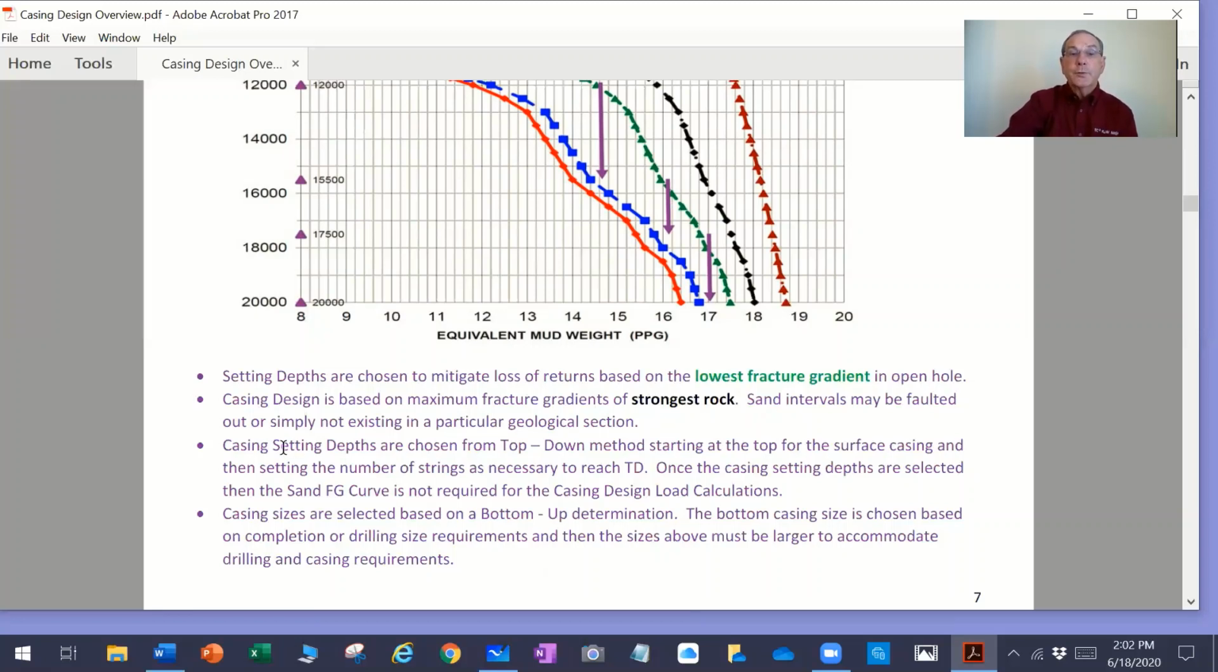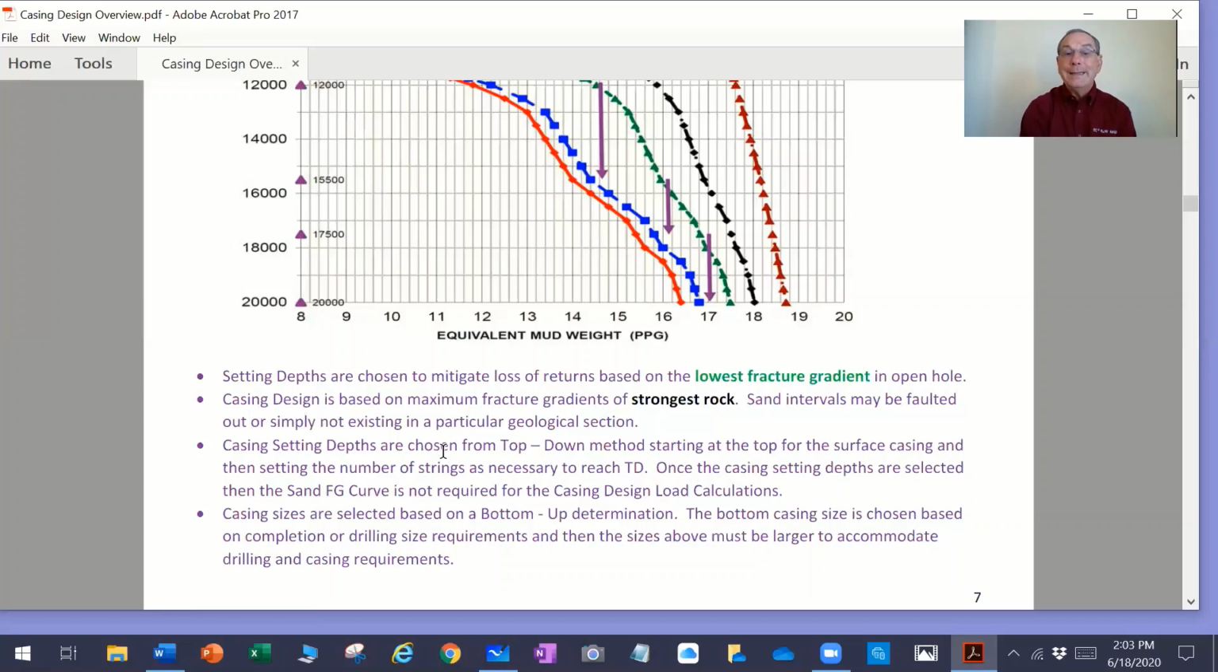So again, I'll just reiterate this. Casing setting depths are chosen from the top-down method, starting at the top for the surface casing, and then setting the number of strings as necessary to reach TD. Once the casing setting depths are selected, then the sand fracture gradient curve is not required for the casing design load calculations. We're going to do it based on the shale fracture gradients after that.